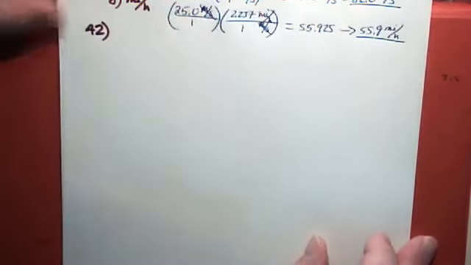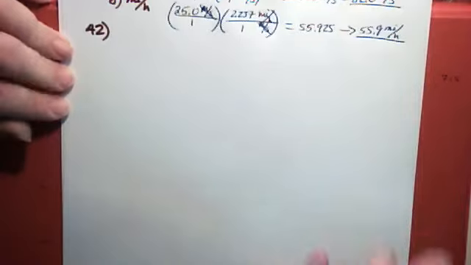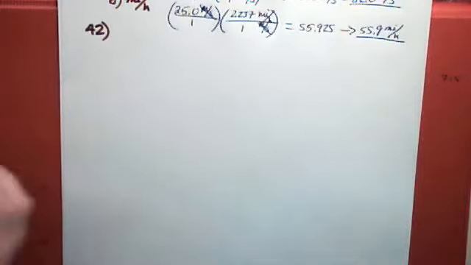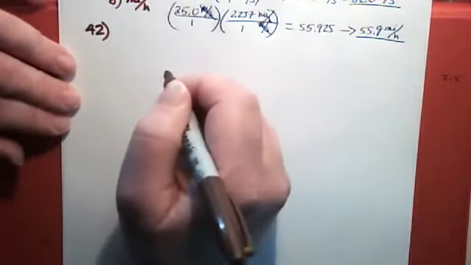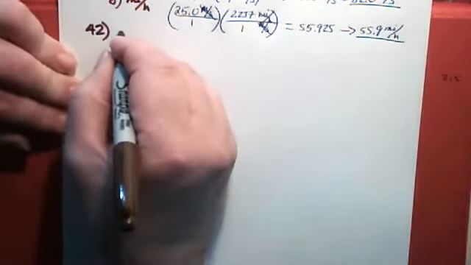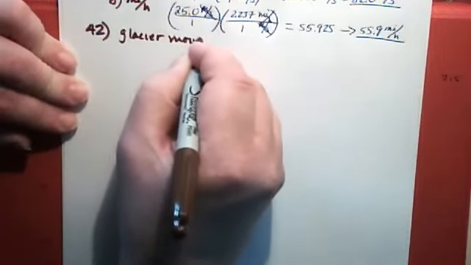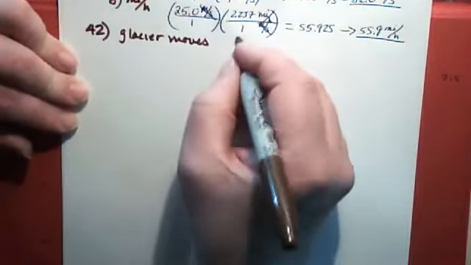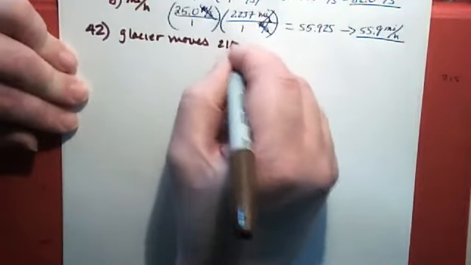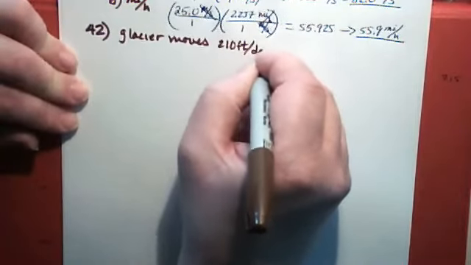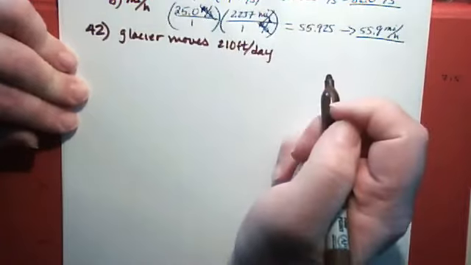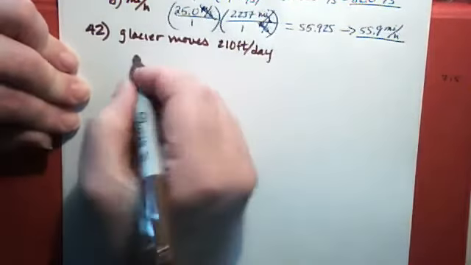Going to 42, it's about the speed of a glacier. On June 9th, 1983, part of this glacier in Alaska was observed to be moving at a rate of 210 feet per day. That's actually pretty fast for a glacier. Okay, 210 feet per day. What is the speed in meters per second?